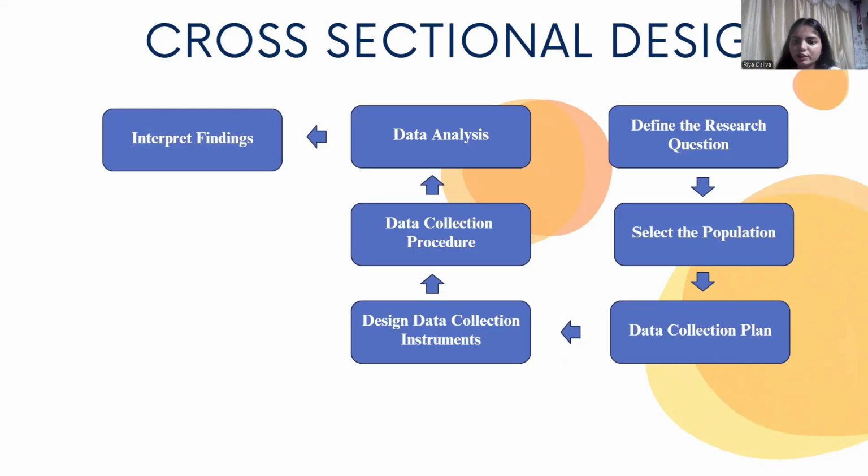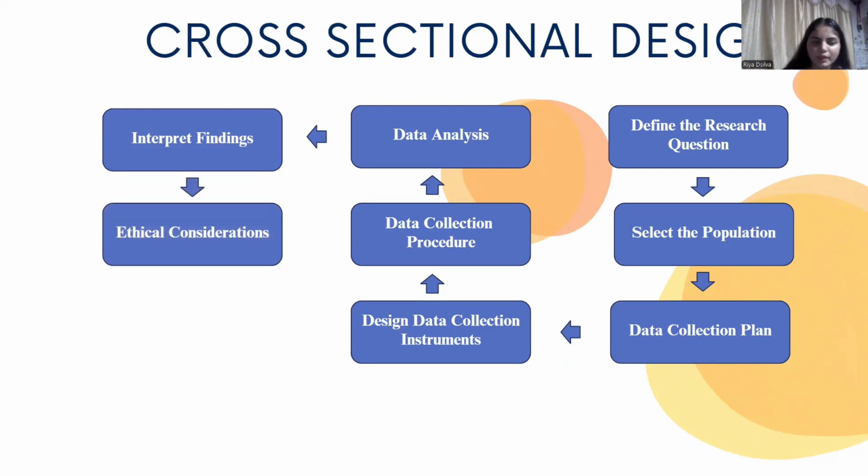For example, if people who exercise more are generally healthier, this might suggest that people who exercise more often have better health. But this doesn't prove cause and effect. Next is ethical consideration. Make sure that the participants understand the study, give their consent, and their personal information is kept private and secure. So, in simpler terms, this process helps researchers to collect and understand data from a group quickly and ethically.